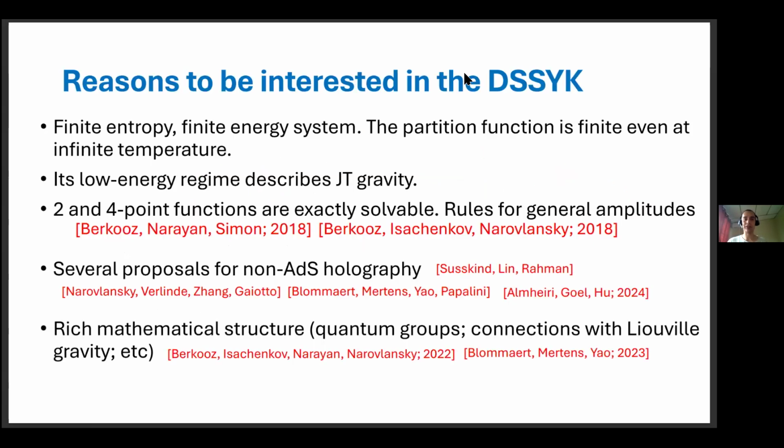Why should we care about the double-scaled model? First, it has finite entropy and finite energy. The partition function is finite even at infinite temperatures. So by definition, this is something that is UV complete. Another motivation is the low-energy regime of this type of system: it describes JT gravity.